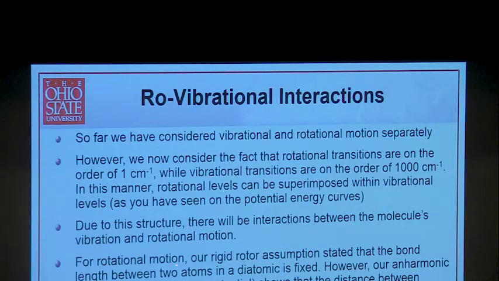Okay? So for rotational motion, our rigid rotor assumption stated that the bond length between two atoms is fixed, but our anharmonic vibration model shows that the distance between the vibration levels and the bond length change. So we can actually see they're a little bit at odds. The way we reconcile this is that we recognize there's a relationship between the rotational constant and the bond length. This is just remanipulating B to get h over 2I, and then substituting in for the moment of inertia, we get 2 mu L squared.